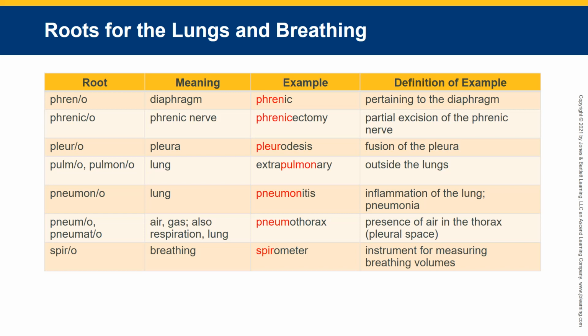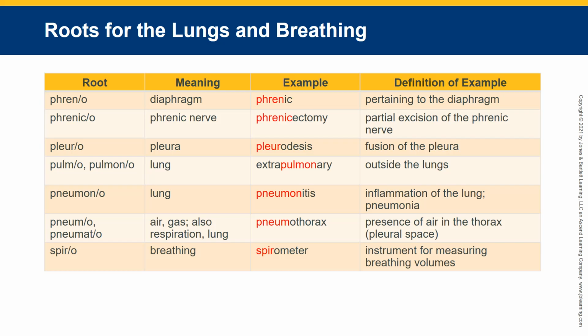Pleuro, this is an important one. Pleuro refers to that pleura that I just talked about, especially the two pleura and the space in between. We see pleura or pleuro referred to that all the time. Pulmono always refers to the lung, and pneumono refers to the lung as well. Also refers to kind of air in the lung. So pneumothorax is air in the thorax. Spiro, we always talk about breathing.